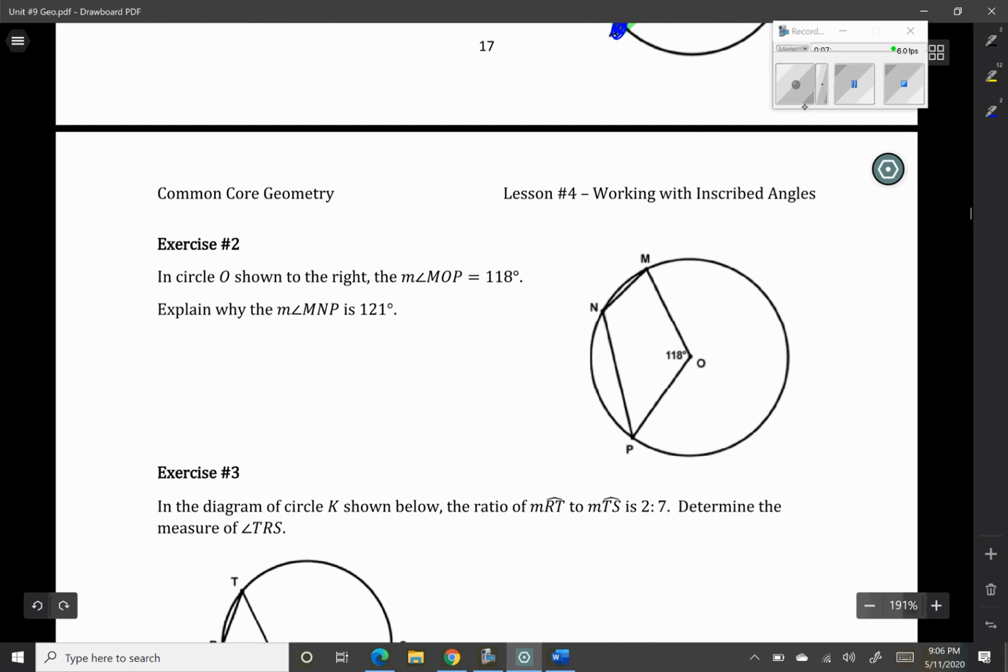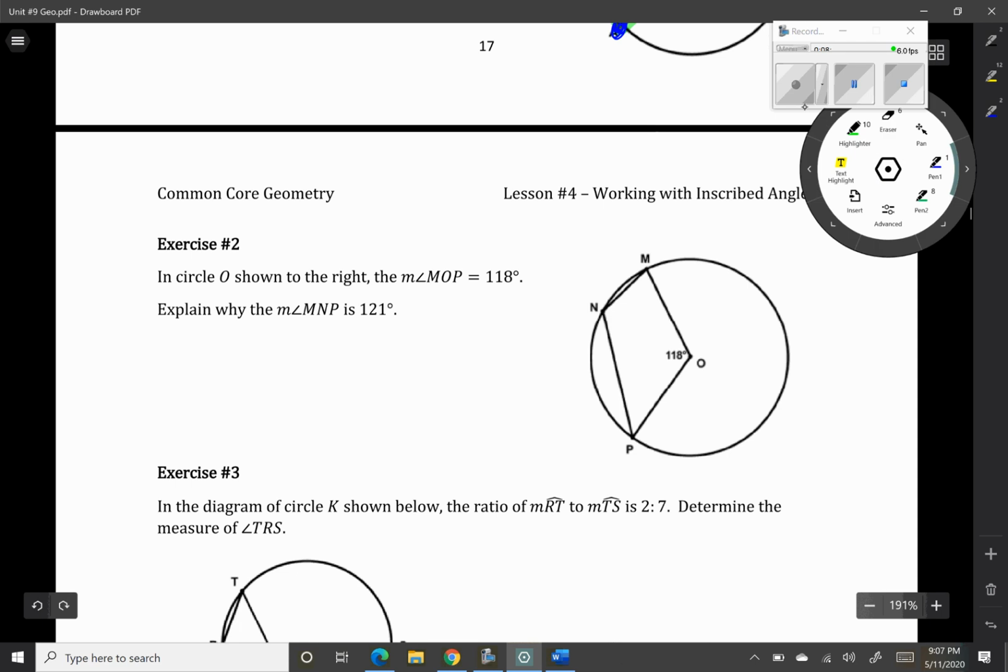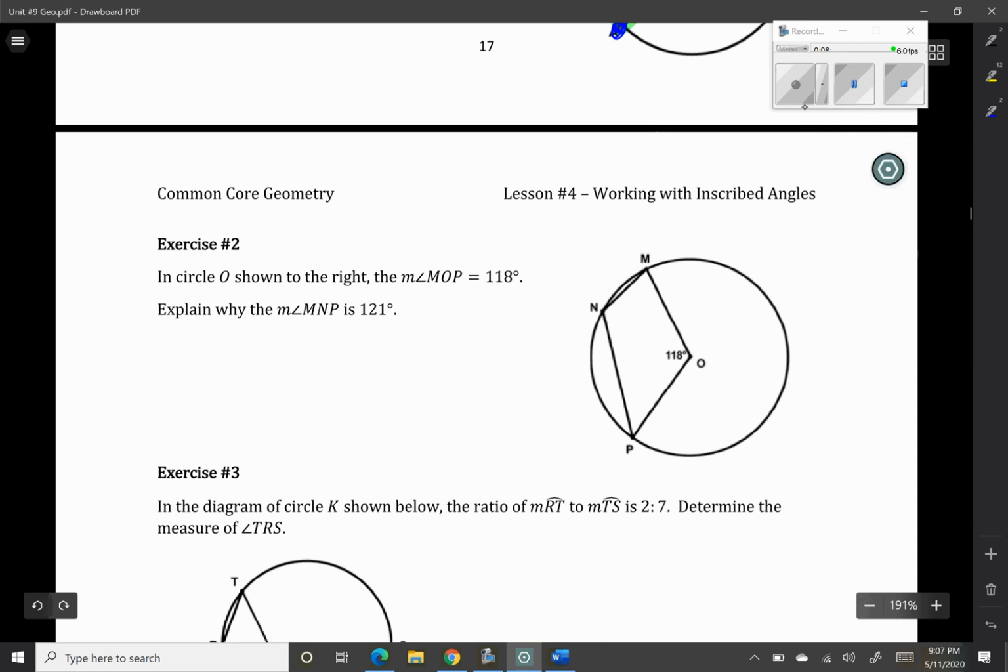Let's take a look at another one. So it says in circle O shown to the right, angle MOP is 118 degrees, and it wants us to explain why angle MNP is 121. So what do we know here about this circle? We are given a piece of info. The piece of info that we are given is angle MOP.